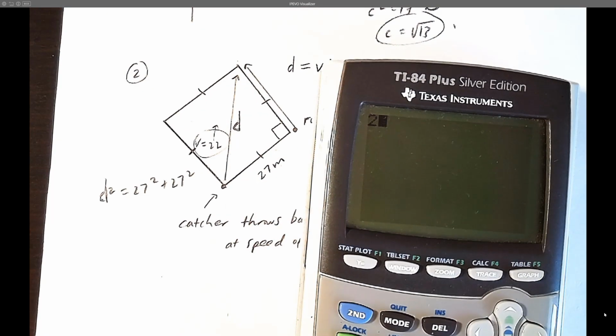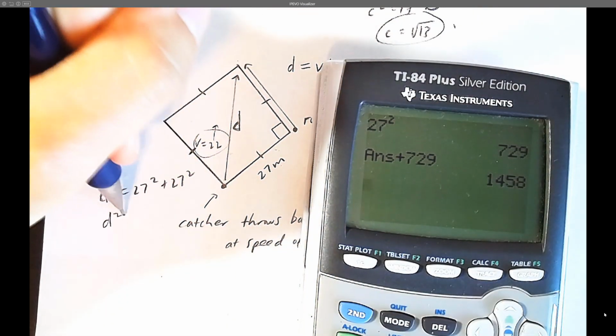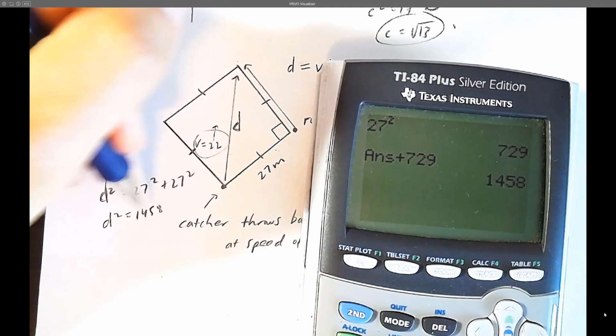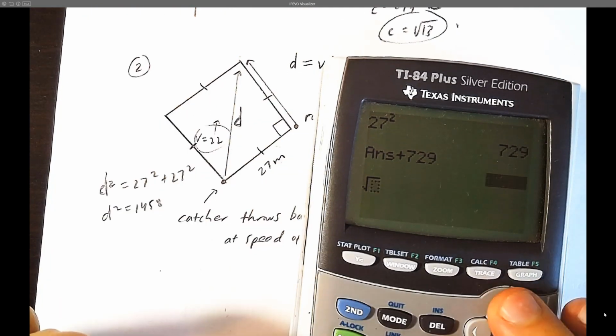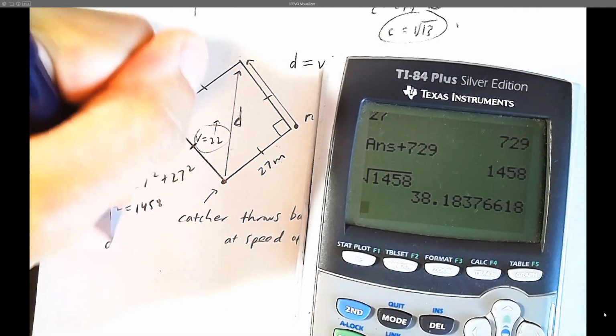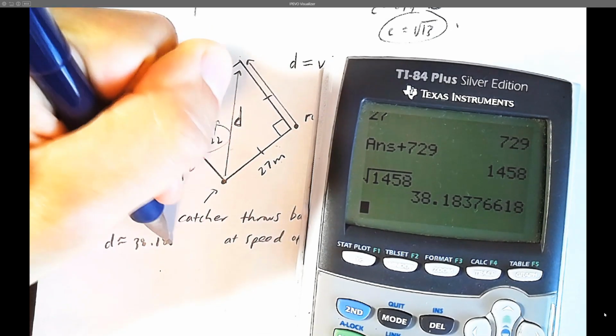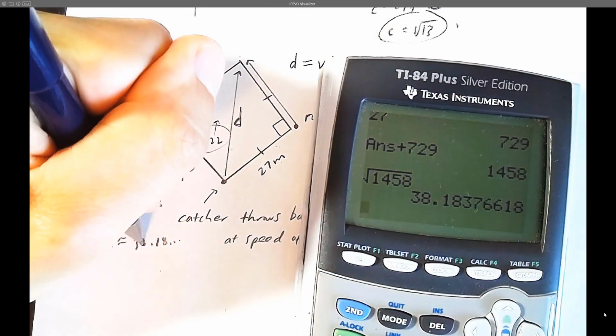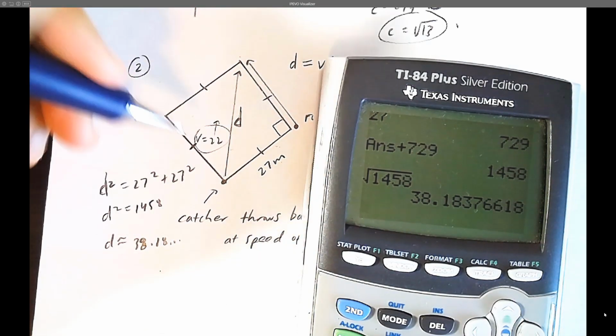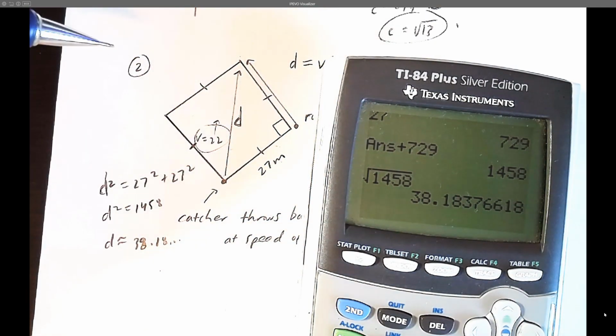So 27 squared is going to be 729. I'm going to add it twice, plus 729. And this happens to be D squared equals 1458. You take the square root of this number here. So D is approximately 38.18, and you should keep some more digits as well. So the distance is going to be this 38-ish meters.